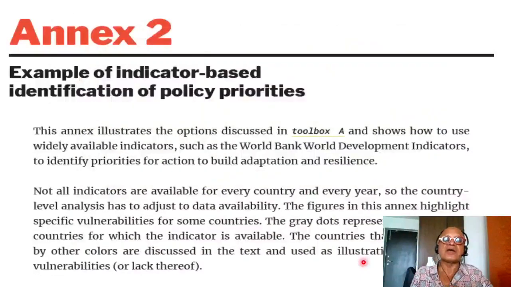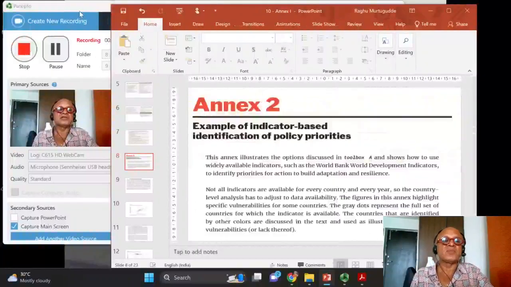We'll come back and look at a separate podcast on Annex 2, which is example of indicator-based identification of policy priorities. Has some nice data and interesting results, as I stated earlier. So we'll do this as a separate podcast and then decide where to post it, either in one of the sections or separately. Okay, let's meet in the next podcast then.